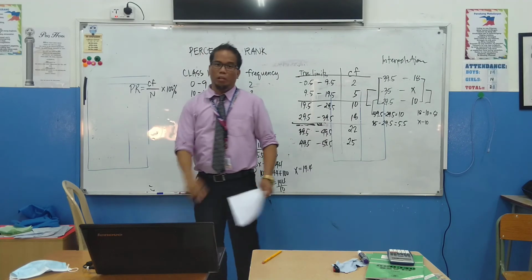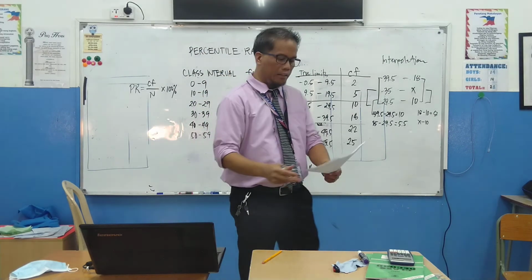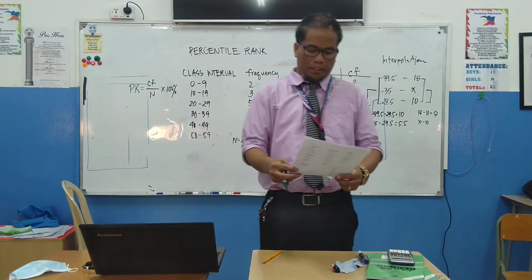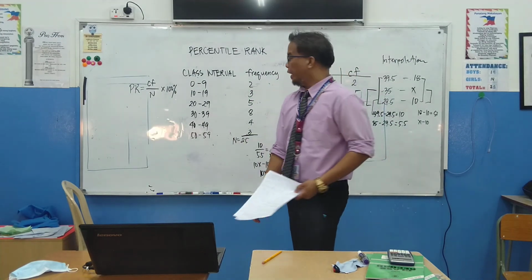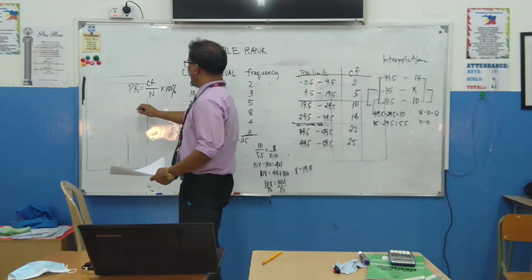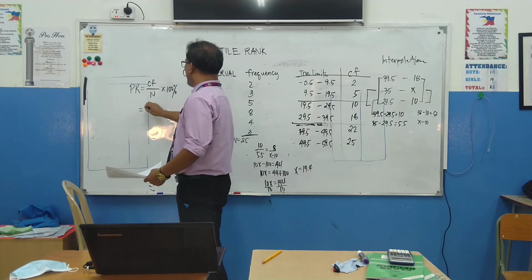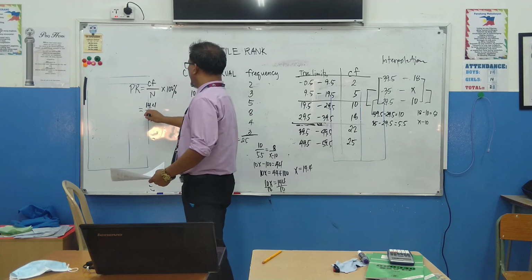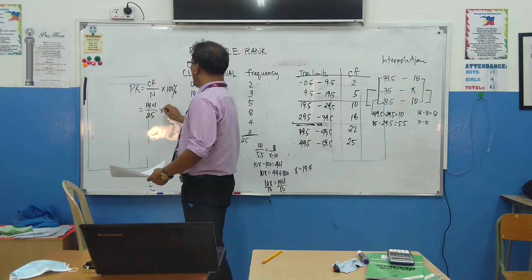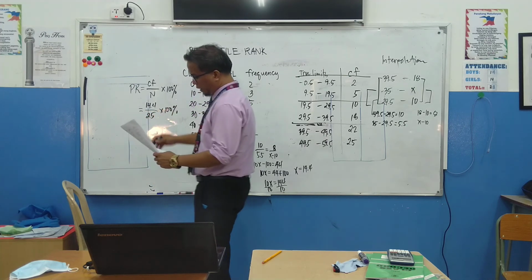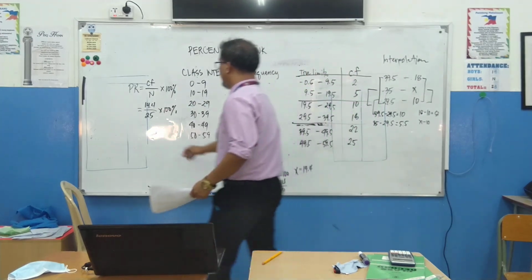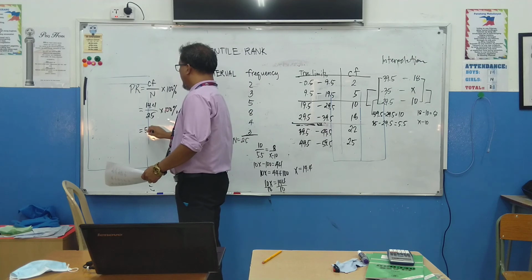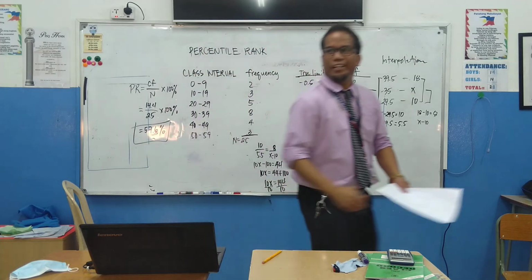Now solving for the percentile rank of a student with a score of 35, PR is equal to 14.4 over 25 times 100%. The answer now is 57.6%. So that is the final answer.